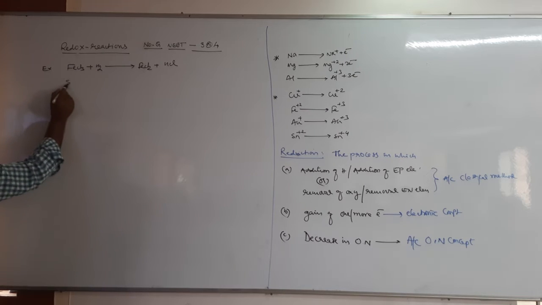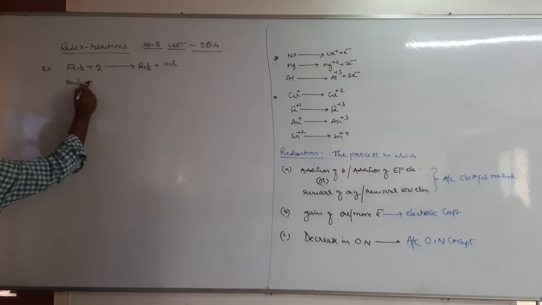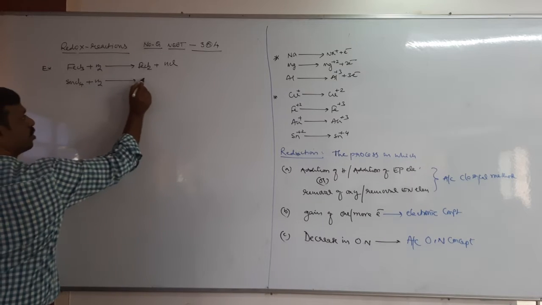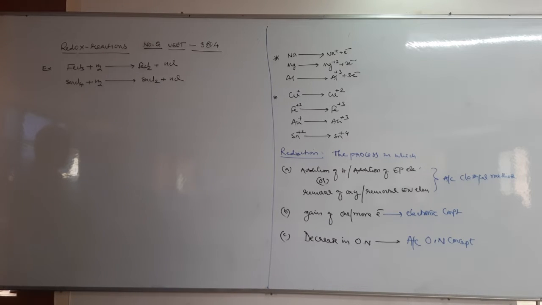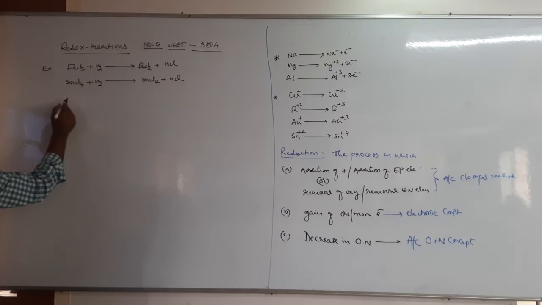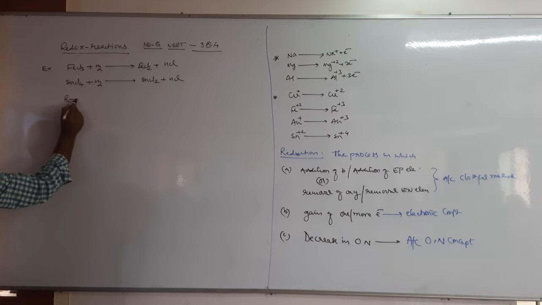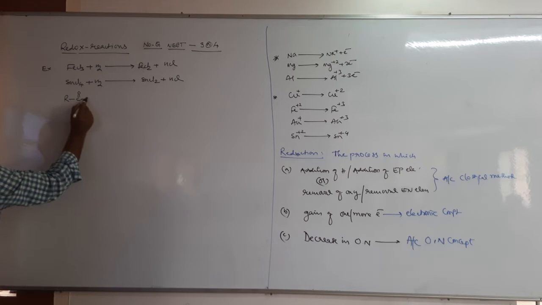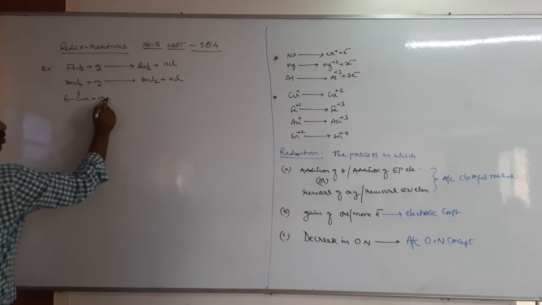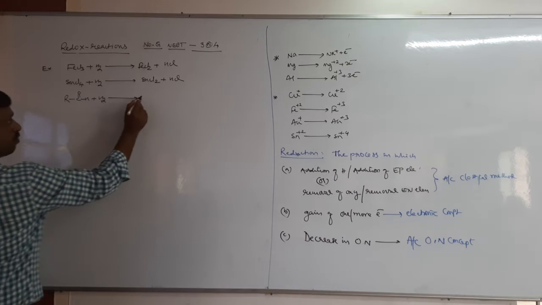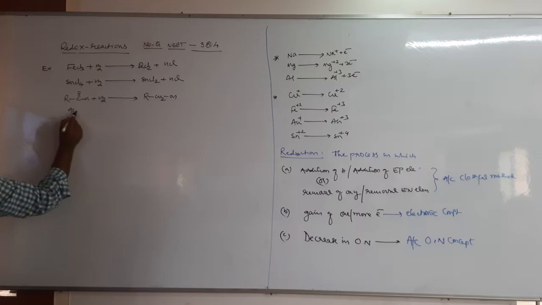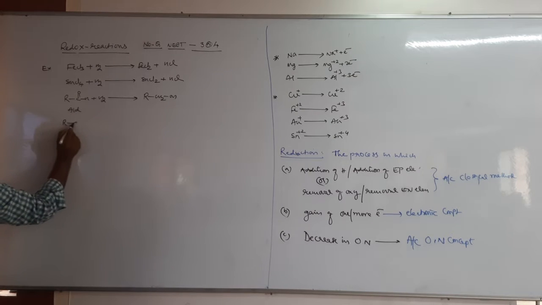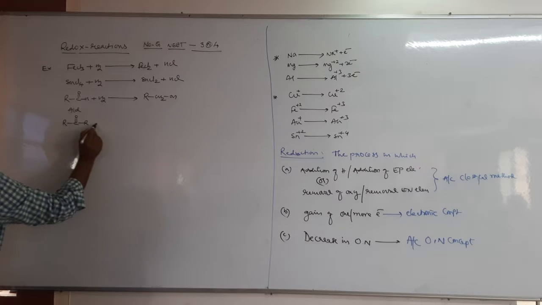Similarly, SnCl4 plus hydrogen gives rise to SnCl2 plus HCl, right? Next, you can even take organic reactions we study very commonly, aldehydes and ketones. Do you remember? Aldehydes and ketones undergo reduction, they form alcohols. If you take an aldehyde, you will get a primary alcohol. Even a ketone can also undergo reduction.